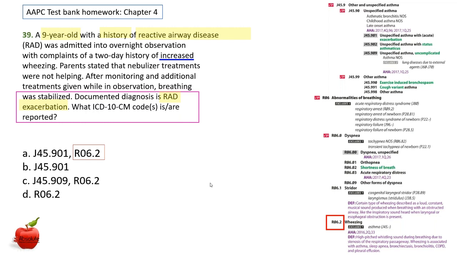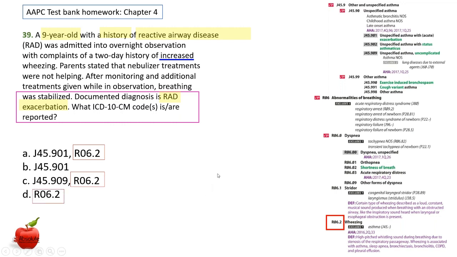So do you think we need to code for R06.2, which is wheezing? I think that's integral to reactive airway disease, right? Yes, it's a symptom. Wheezing is a symptom of reactive airway disease. And once we have a confirmed diagnosis, are we going to code for the symptoms? No, we are not going to code the symptoms along with the confirmed diagnosis. So R06.2 is not needed.